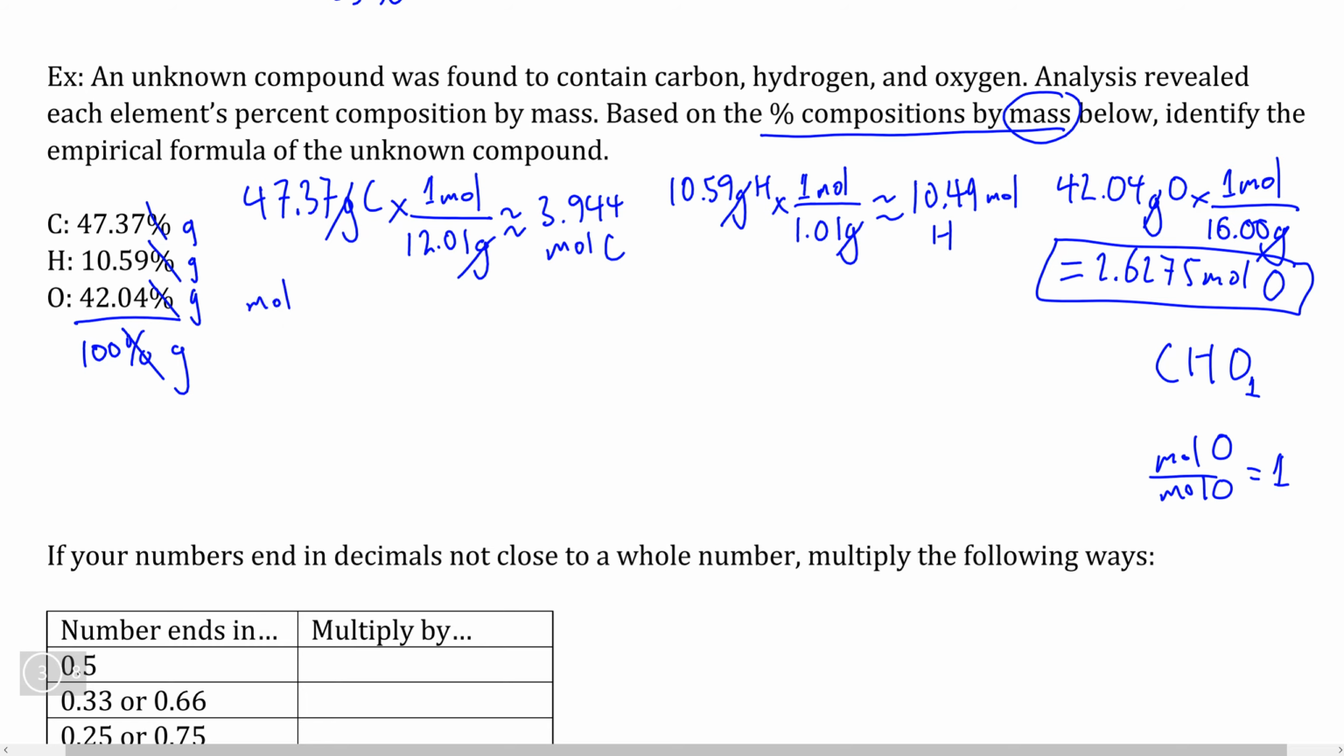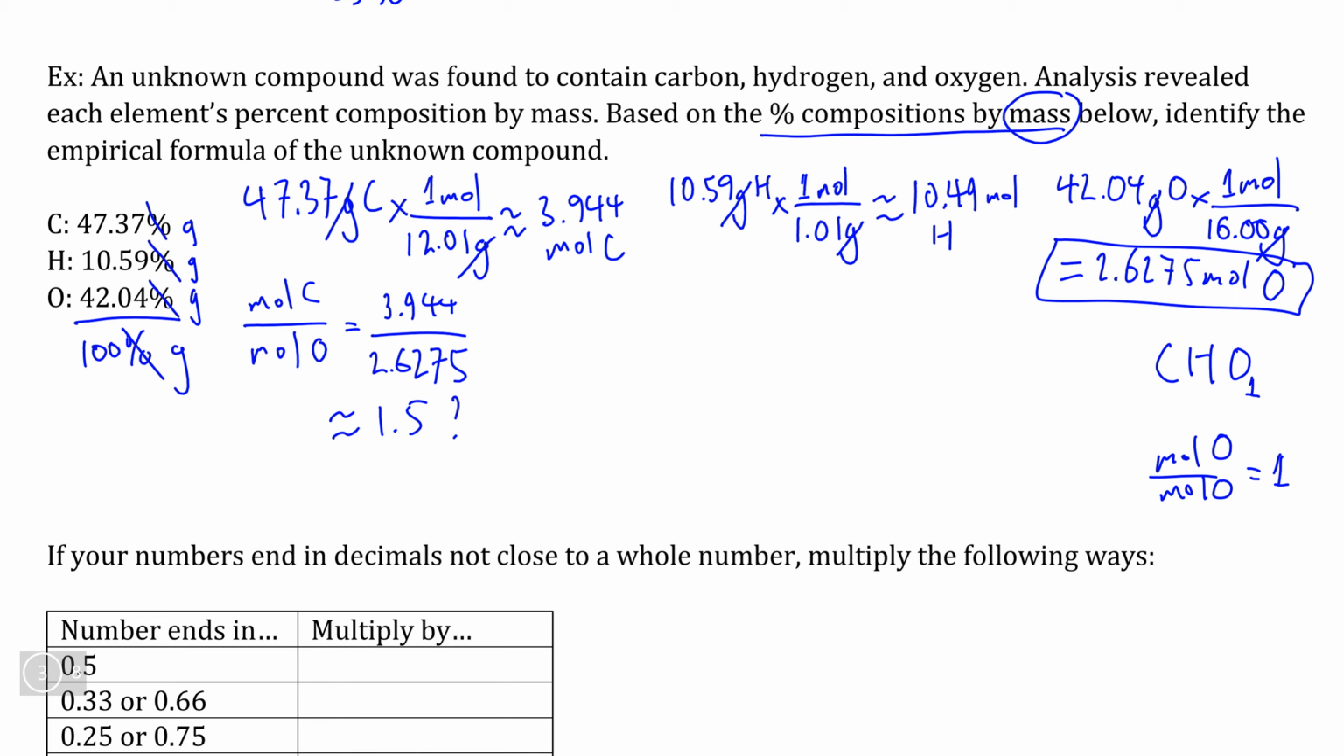So first, let's compare our moles of carbon with our moles of oxygen. So let's take 3.944 and divide by our amount of oxygen, 2.6275. And if you put this into your calculator, the results become a little bit interesting. They actually come to approximately 1.5. So what exactly do we do here? Because we can round this up to 2, or we can round it down to 1. Well, which one do we do? Let's put that on hold and let's figure out hydrogen first.